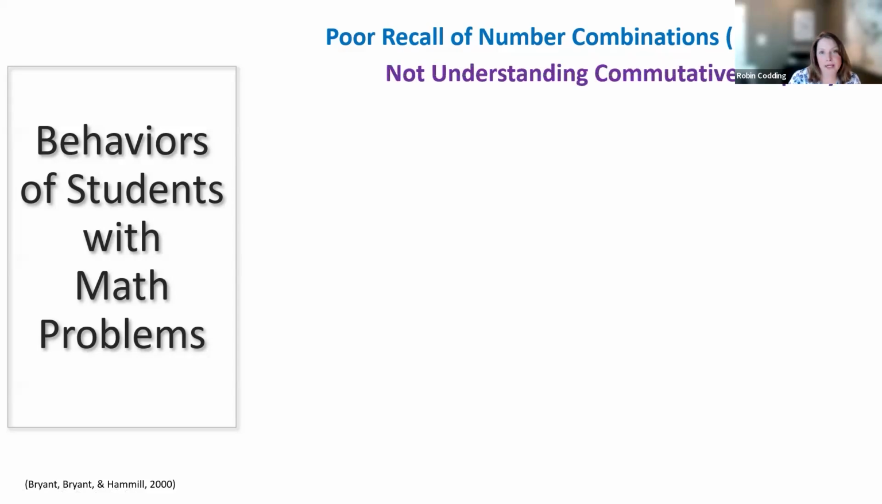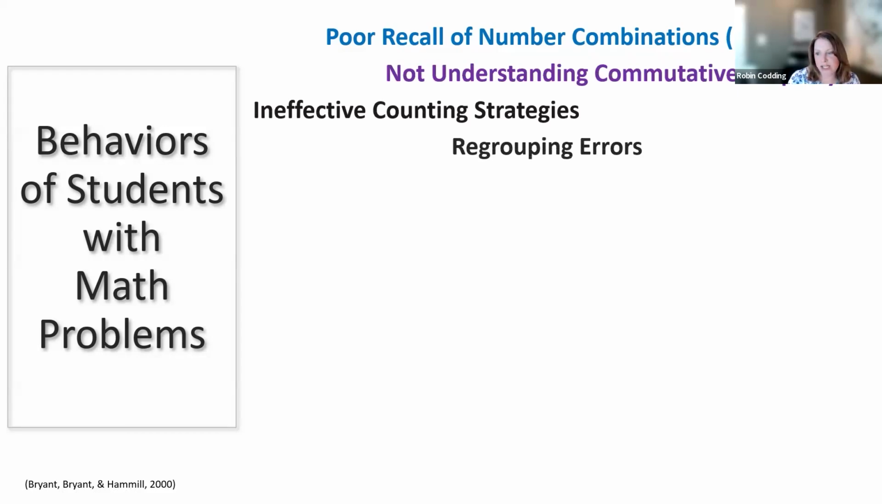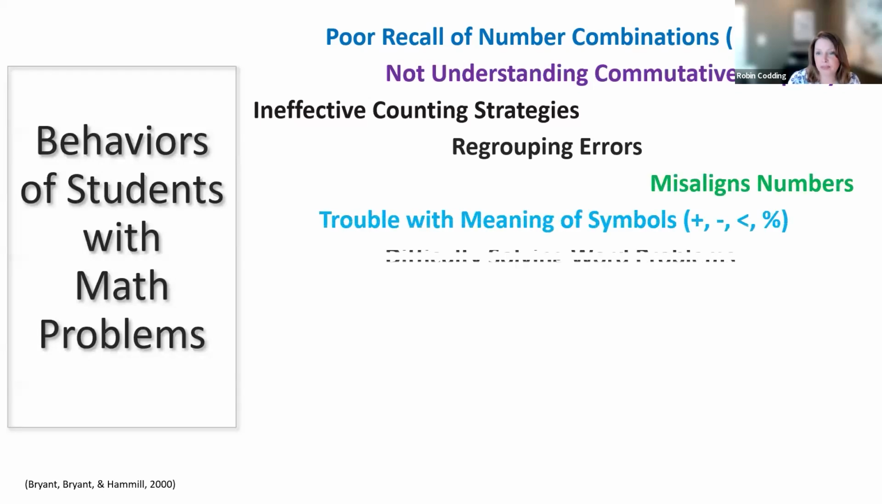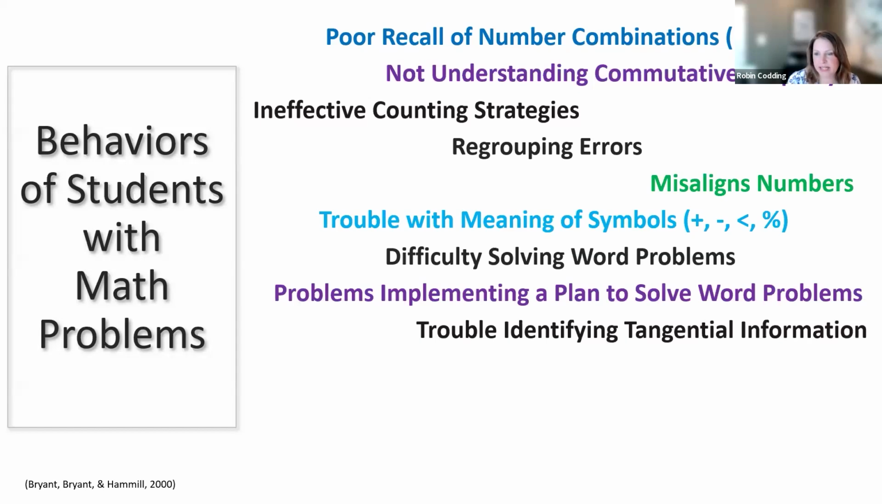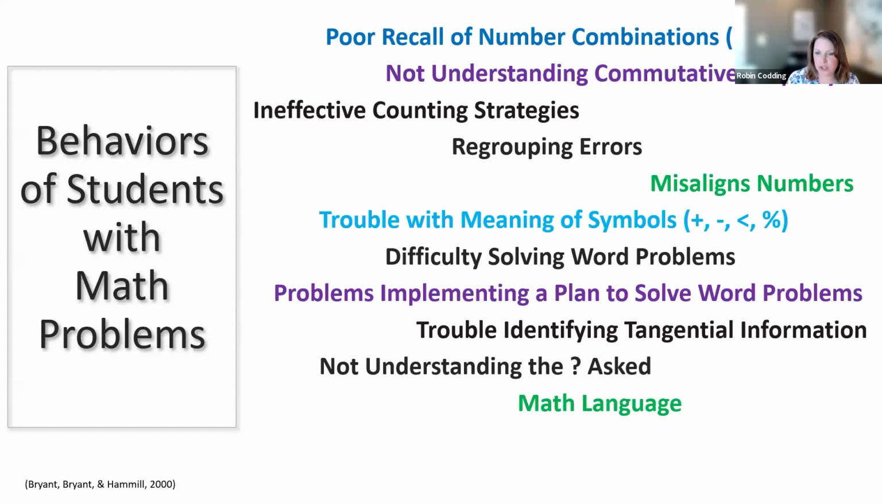And so these are some common examples: poor recall of number combinations, not understanding the commutative property, ineffective counting strategies, regrouping errors, misaligning numbers, trouble with the meaning of symbols, difficulty solving word problems, difficulty implementing a plan to solve the problem, trouble identifying tangential information, not understanding what is being asked in the math question, the math language itself, which we've talked a little bit about, failing to check work.